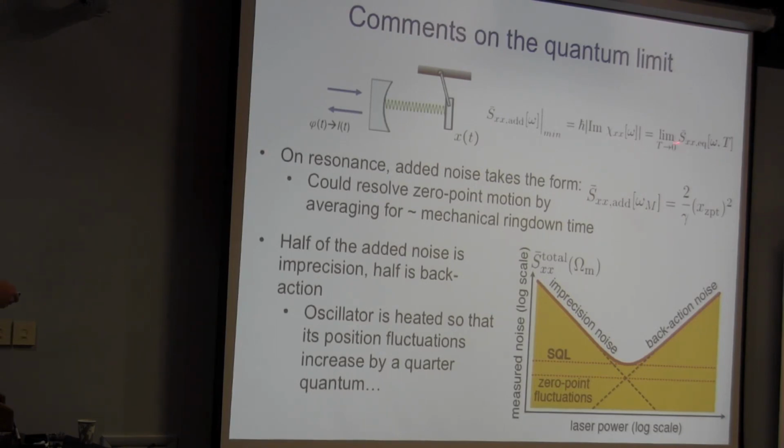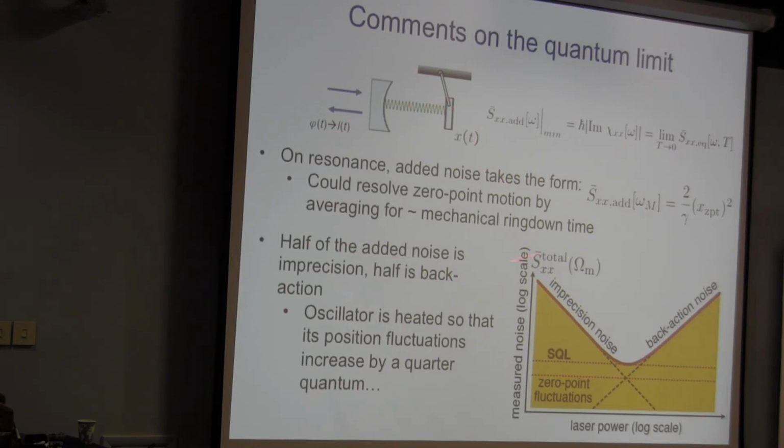In that case, this minimum possible added noise takes this form here. It's the zero point motion of the oscillator squared times 2 divided by the damping rate of the oscillator. And again, when you're at the quantum limit, where is this coming from? Half of it is the imprecision noise, the intrinsic shot noise fluctuations of this current. Half of it is from the back action noise.